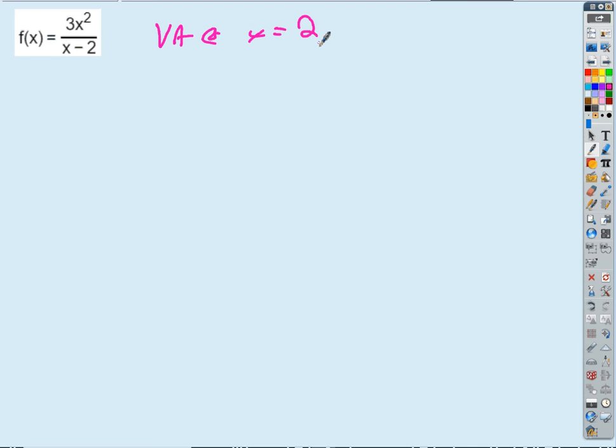Okay, is there going to be a horizontal asymptote? What's the consensus? Is there going to be a horizontal asymptote here? No. No, you're right. There can't be. And how come?